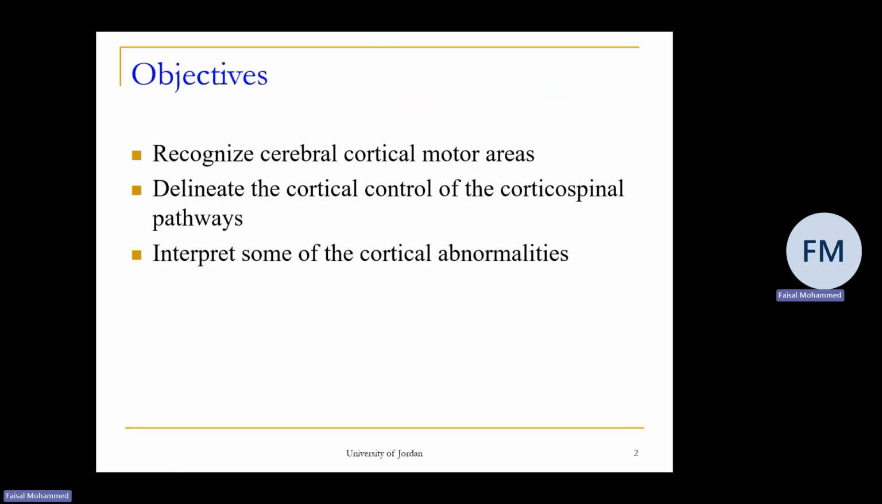Our objectives here are to recognize the cerebral cortical areas. I think you have already known some of them in anatomy. Delineate the cortical control of the corticospinal pathways. This is the main one that comes from the cerebral cortex, and interpret some of the cortical abnormalities.